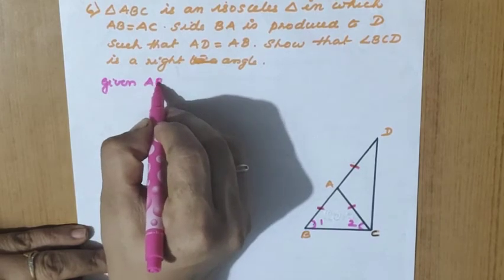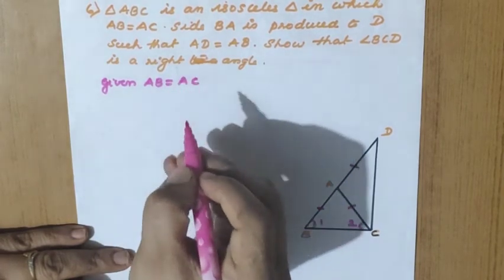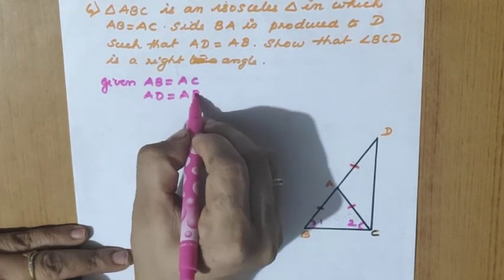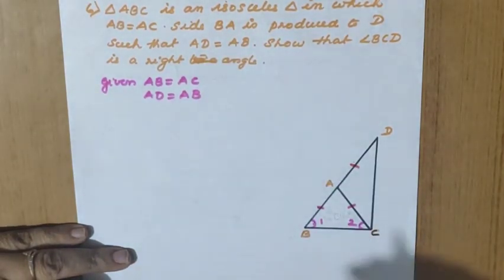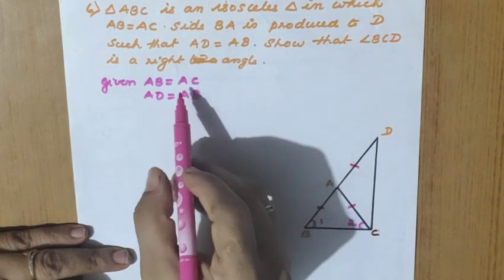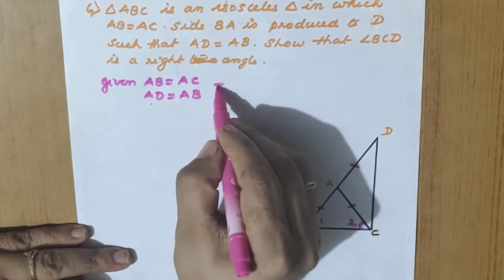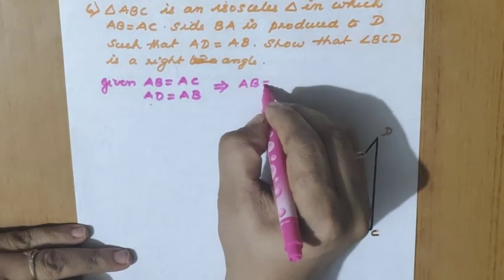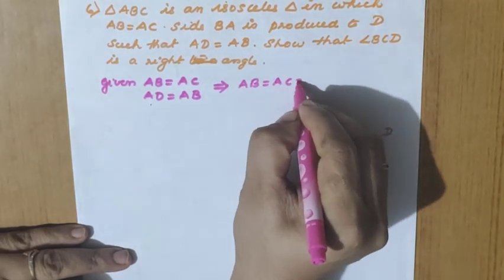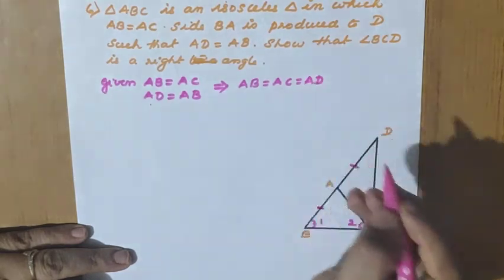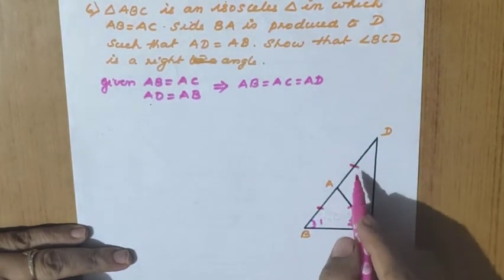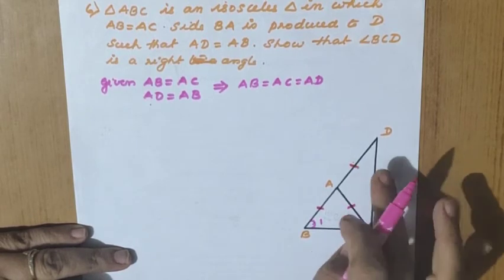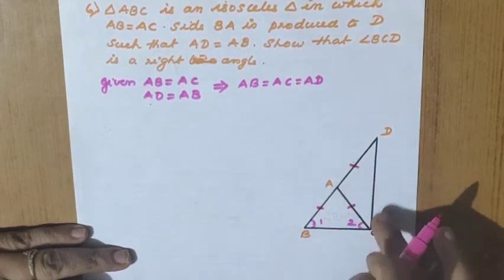AB equal to AC and also AD equal to AB. Now what is the meaning of this one? AB equal to AC and AD equal to AB implies AB equal to AC equal to AD, right? So AC and AD are also equal. If AC and AD are equal, again it is an isosceles triangle ACD.